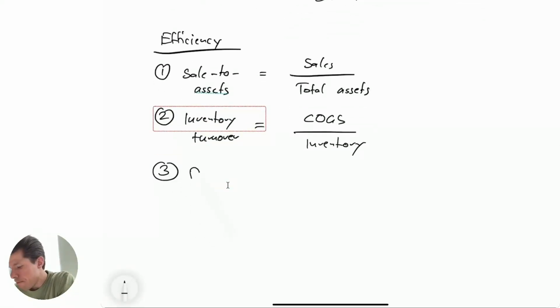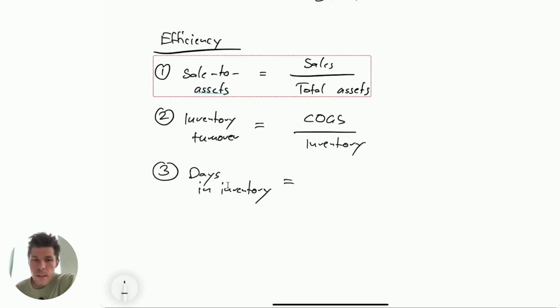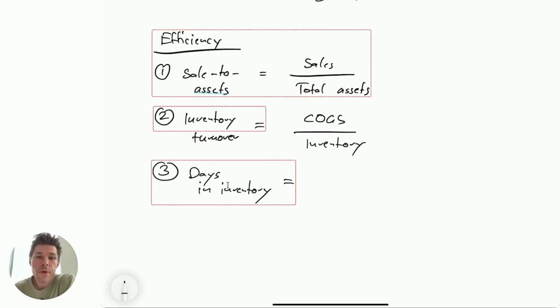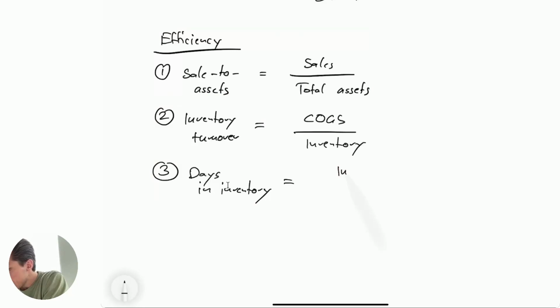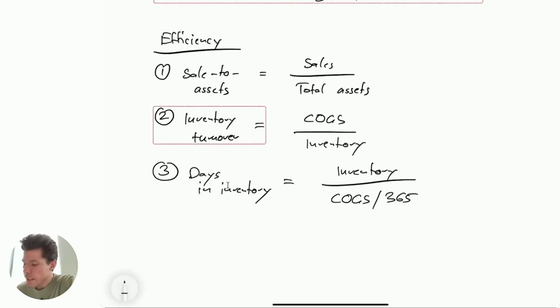Third, days in inventory. Measures the speed with which a company turns over its inventory. And you may have seen this ratio when looking at the cash conversion cycle, which I will discuss in a separate video. It's inventory over cost of goods sold divided by 365. It's expressed in days.